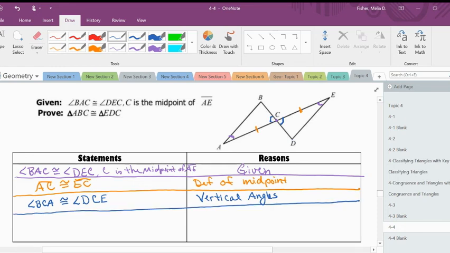We now have enough information to prove that our triangles are congruent. Triangle ABC is congruent to triangle EDC, and that is by the angle side angle congruency theorem.